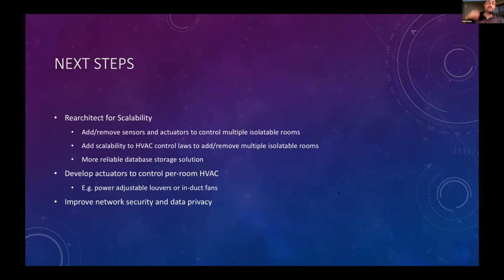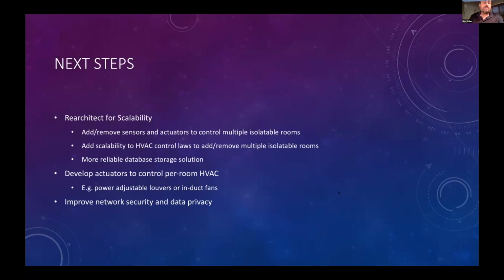I also have to add scalability to the actual HVAC control law, because if some rooms are getting hotter than others, then I need to still be able to turn on the air conditioning and appropriately direct air into those rooms. The other part of re-architecting it would be to find a more reliable database storage solution. I think Rudy will agree that DynamoDB has been a little flaky for us.